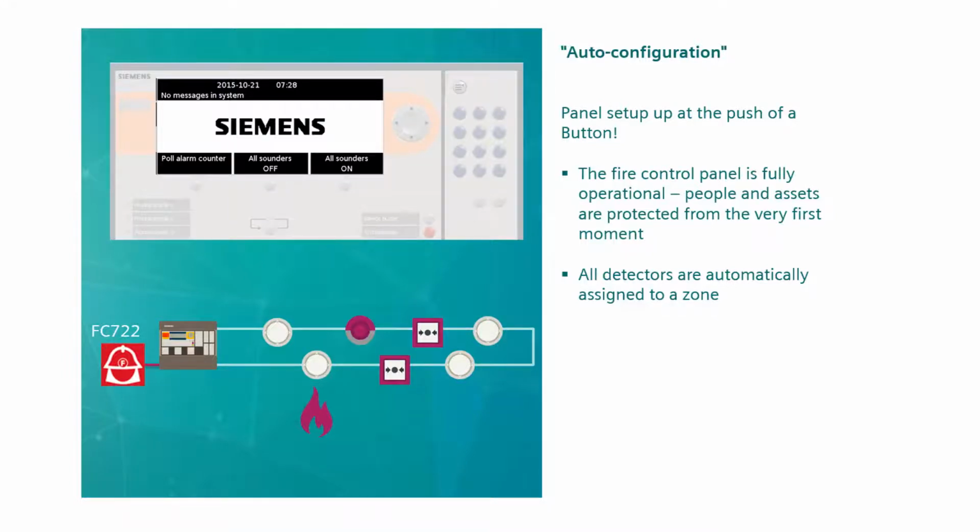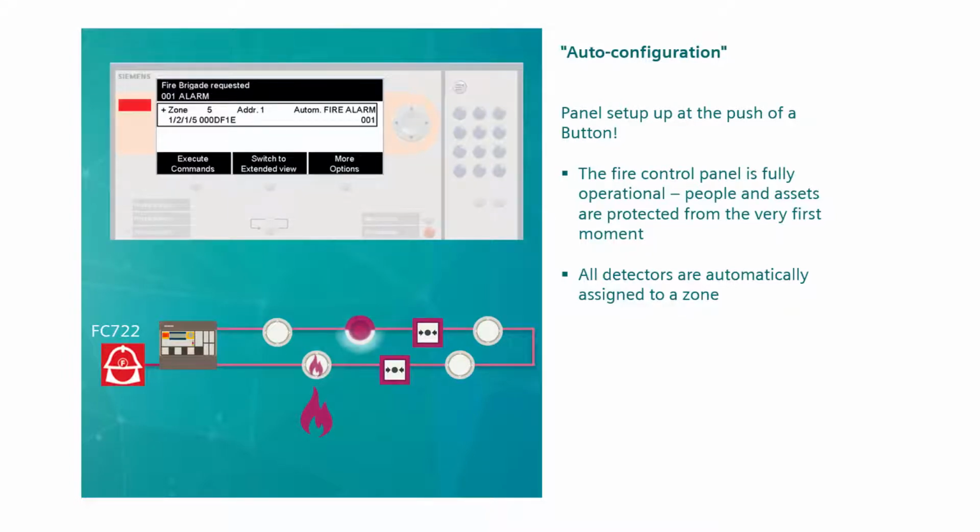If a fire detector detects a danger, this is displayed immediately on the control panel. The automatically generated customer text shows which zone and which detector has responded. The alarm transmission can be activated at the same time. The building is protected right from the start.